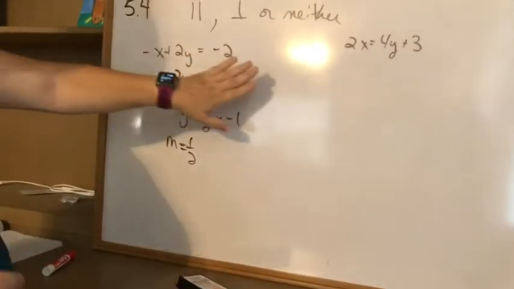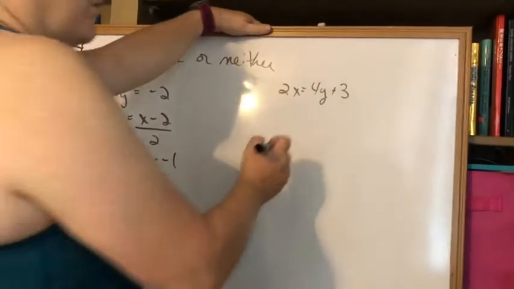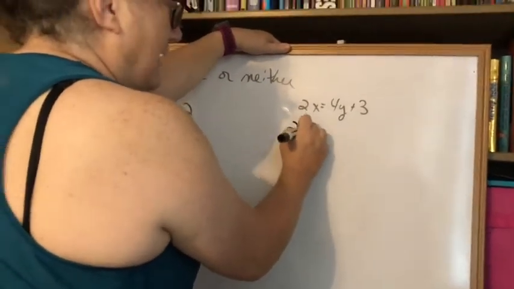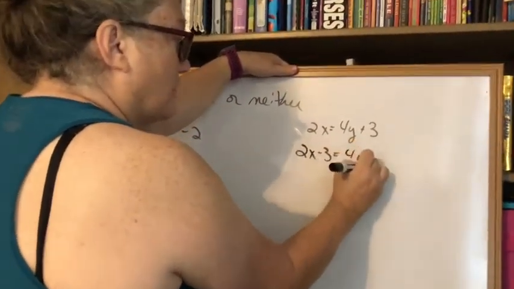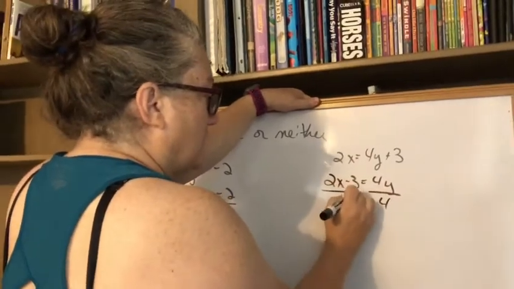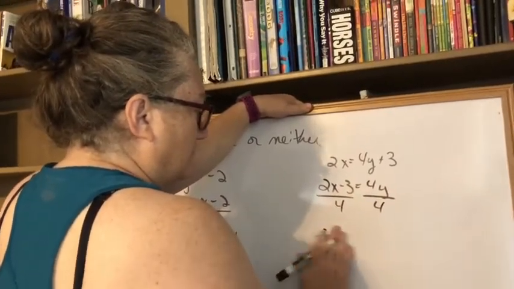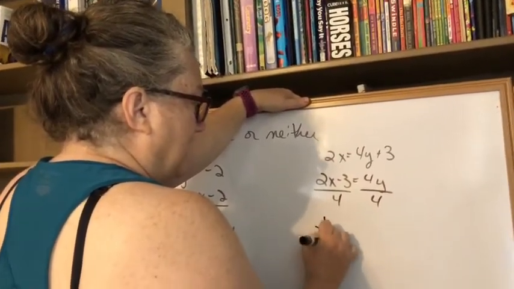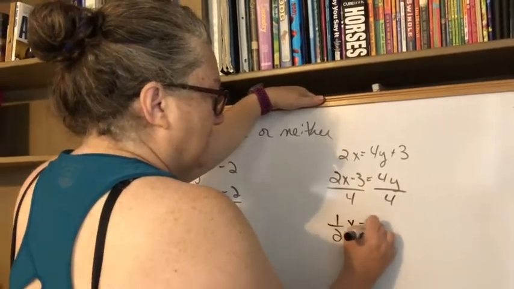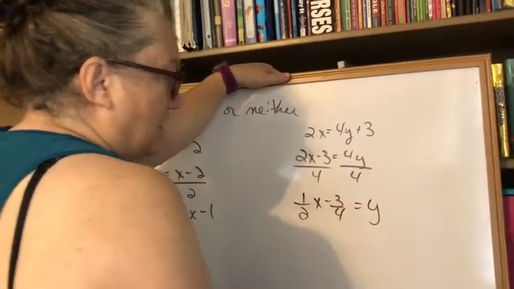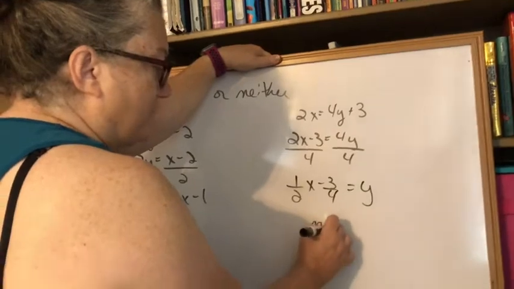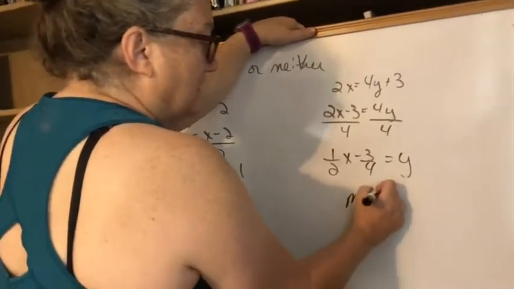So now I'm going to come over here to this one and I'm going to solve for y. 2x minus 3 equals 4y. Divide by 4. 1/2 x minus 3/4 equals y. Where's my slope? It's what's in front of the x once you solve for y. So 1/2.